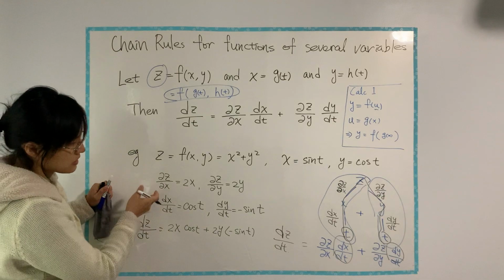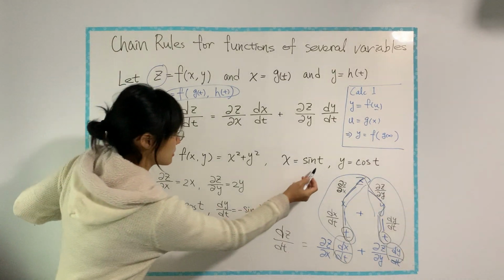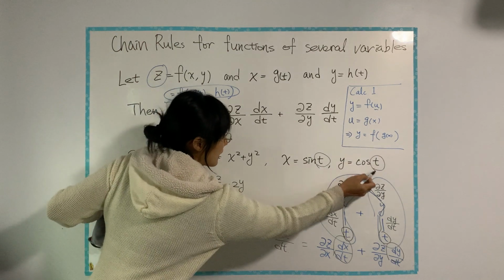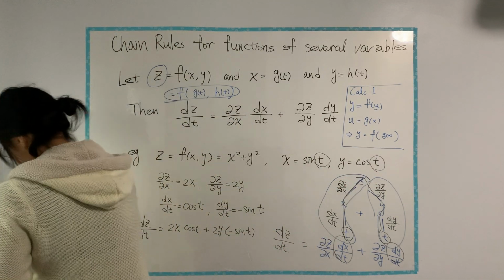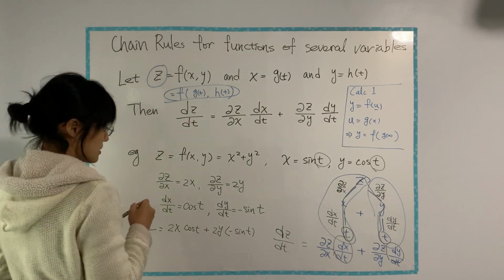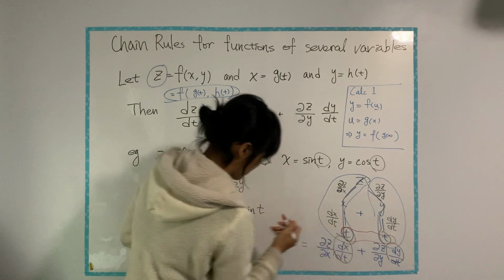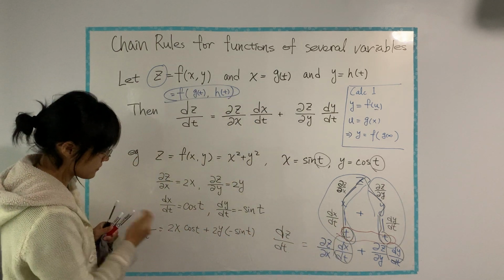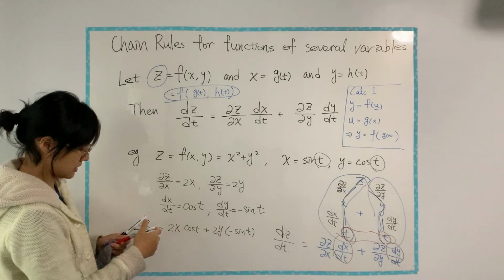Remember, after I apply this formula, I need to convert everything to the final variable that I'm looking at. So what does that mean? Final variable means the variable that shows on the bottom of the diagram. Okay, so I want to write x in terms of t. I want to write y in terms of t.